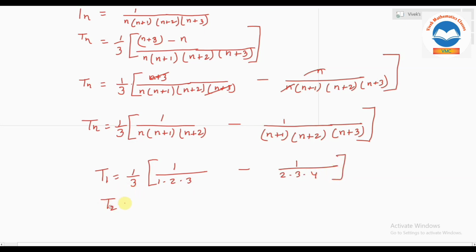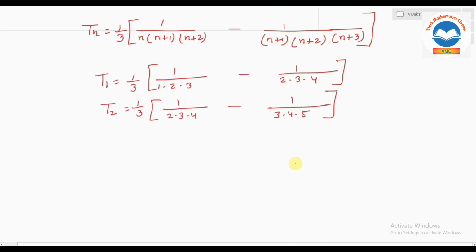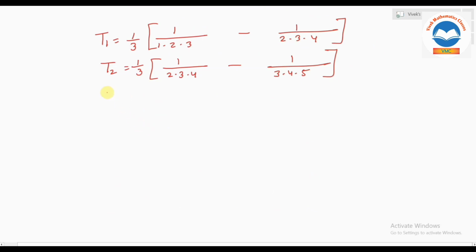Similarly, what will be T2? T2 will be 1 by 3 and here 1 divided by 2 into 3 into 4 minus 1 divided by 3 into 4 into 5. What will be our T3? T3 will be 1 by 3 times of 1 by 3 into 4 into 5 minus 1 by 4 into 5 into 6.